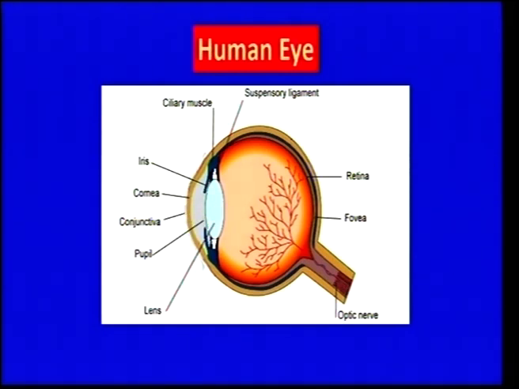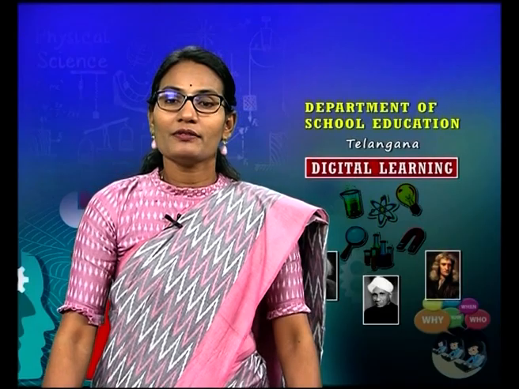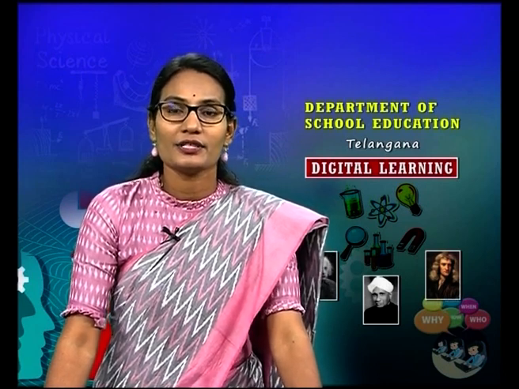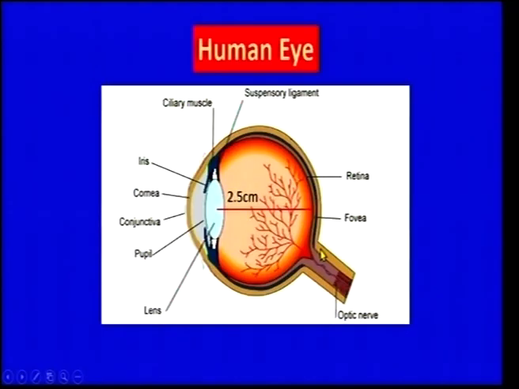There is a distance between the eye lens and the retina equal to 2.5 centimeters. You can observe here, children, the eye lens is in the shape of a convex lens. The distance between the lens and the image which falls on the retina is known as the image distance, which is equal to 2.5 centimeters. This is the structure of the human eye, children. Whenever light enters the eye lens, the light rays converge on the retina and form the image on the retina, and the optic nerves carry the signals to the brain and we can perceive the image.